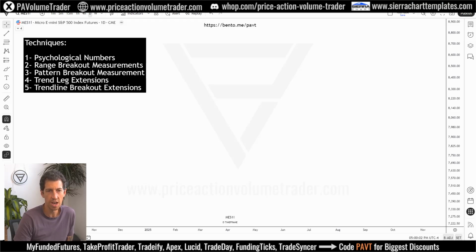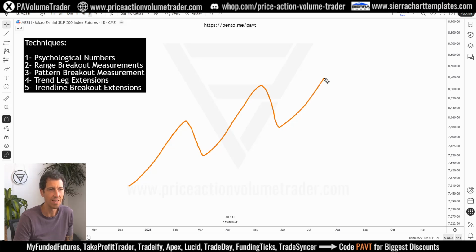Okay, trend leg extensions, number 4. This one doesn't present itself as cleanly, but if you get a market that is trending, following a very nice wave pattern, where you have your extension leg, your retracement, extension leg, retracement, like this, then in this case you could take a previous extension.